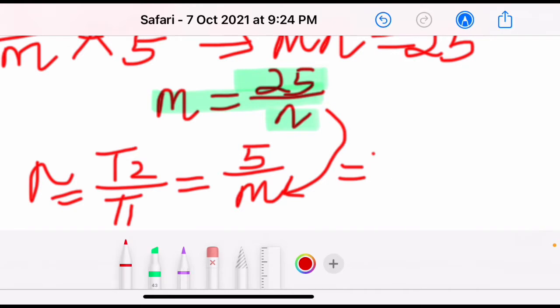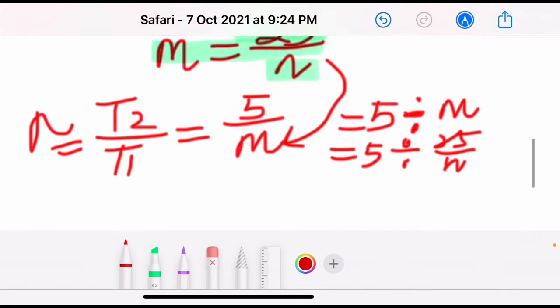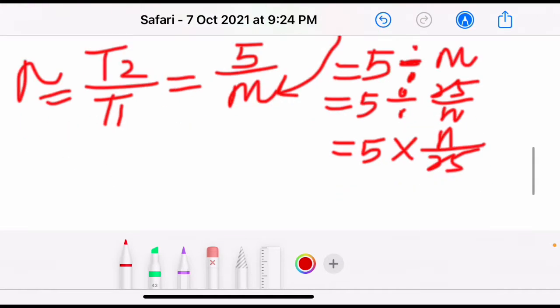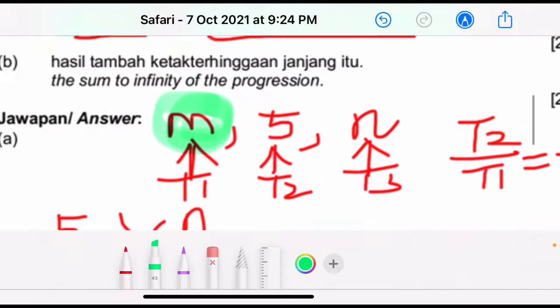It becomes 5 divided by m. Then you substitute 5 divided by 25 over n, and you make it multiply n over 25. Finally, this is the r, which is n over 5. That is the so-called r in terms of n. Okay, let's proceed to the next question.